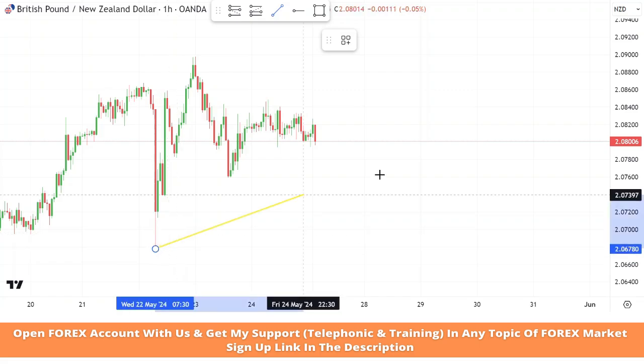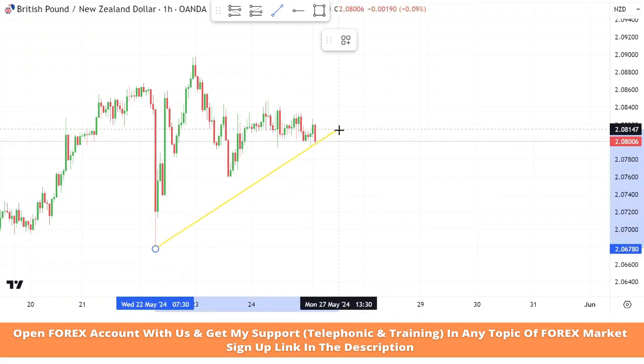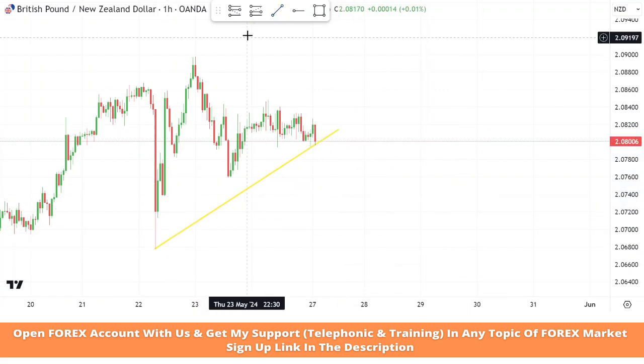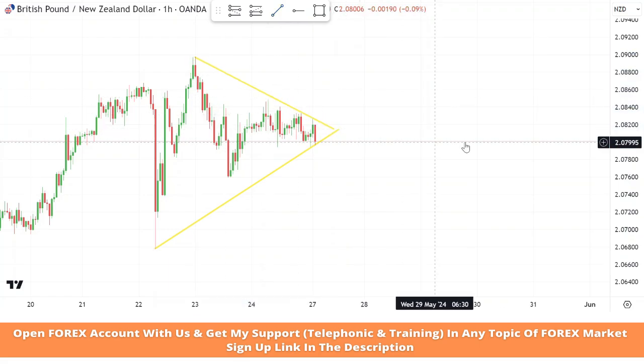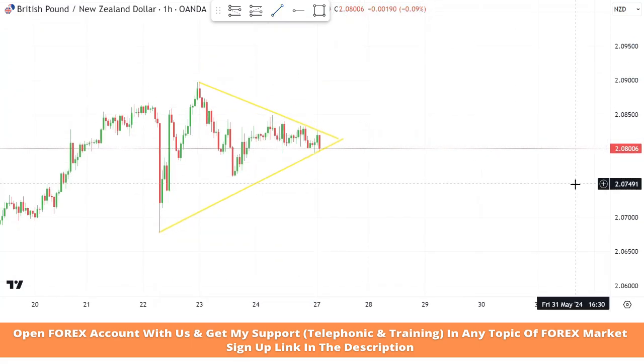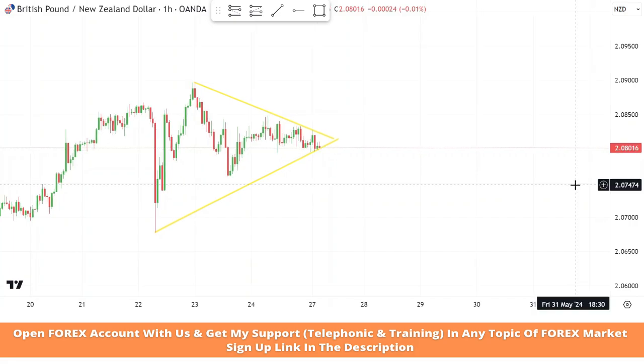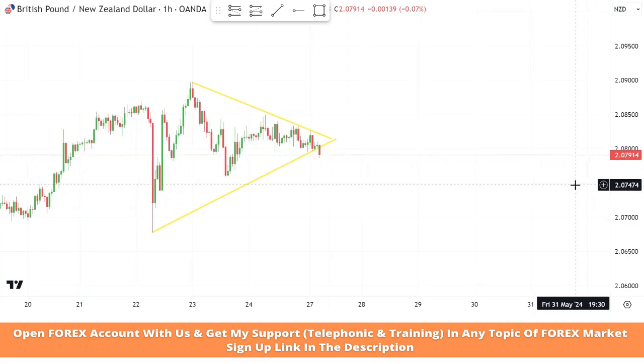Now we will place a trend line from two lows of the market. Now we will place a trend line from two highs of the market and wait for market rejection on it to take profitable trades. As we can clearly see, we got triangle chart pattern. Now we will wait for a breakout to take profitable trade.